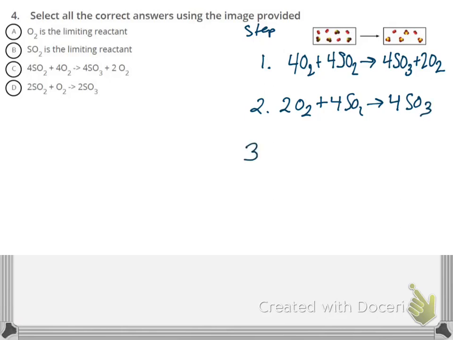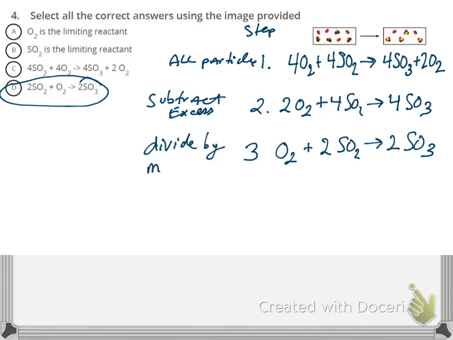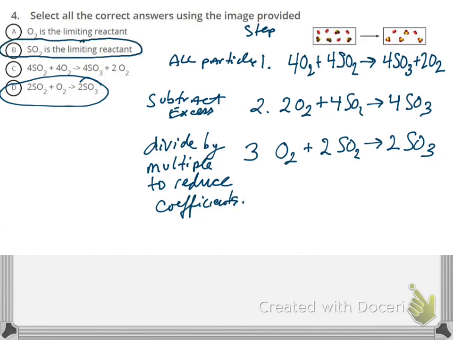That also means that we know SO2 is limiting if O2 is in excess. And then is there a number we can divide all the coefficients by? The answer is yes, 2. And so our final answer should be 2 answers. D, that we have 2 SO2 plus O2. And again, these are the steps. Account for all the particles, subtract the excess oxygen, and divide by a multiple to reduce coefficients. And then the second answer is B, right, that SO2 is a limiting reactant.